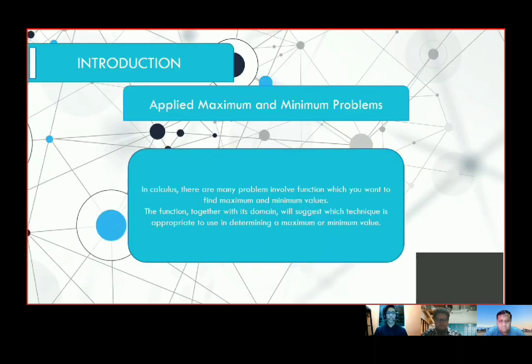So the introduction of applied maximum and minimum problems. In calculus, there are many problems that involve a function for which you want to find the maximum and minimum value. The restriction stated or implied for such a function will determine the domain from which you must work. So the function together with its domain will suggest which technique is appropriate to use in determining a maximum or minimum value.